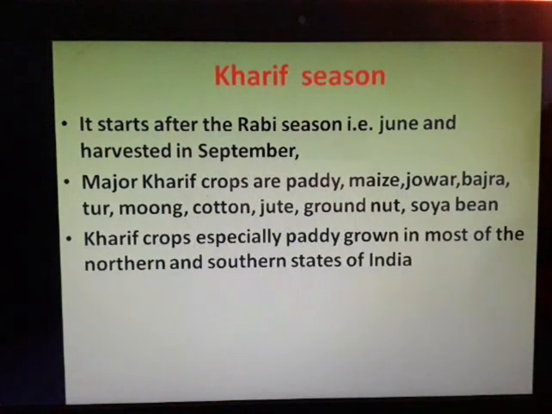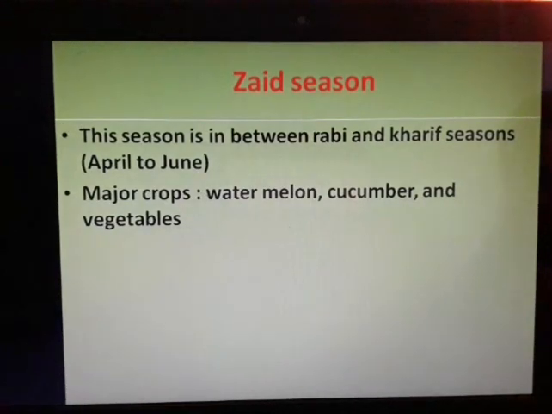Then the next season, that is the Zaid season. In between Rabi and Kharif, we have another season known as the Zaid season. That is from April to June, the summer months. Major crops during the Zaid season are watermelon, cucumber, vegetables, etc. So that's all about the cropping pattern.